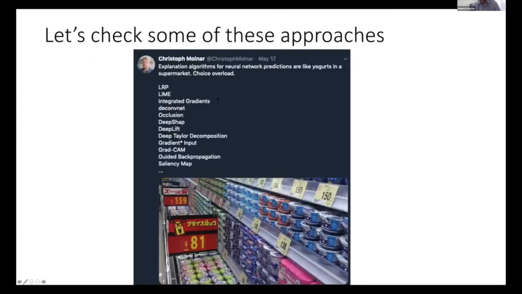So we're going to check some of the methods. And this is from a Twitter from Christoph Molnar. He's doing his PhD in the area of interpretability, and I found it very amusing. There are so many approaches that he says it's like going to the supermarket and looking for yogurt, right? There are so many, and one gets overwhelmed. So I'm going to start from the very basic ones, or also more chronologically.